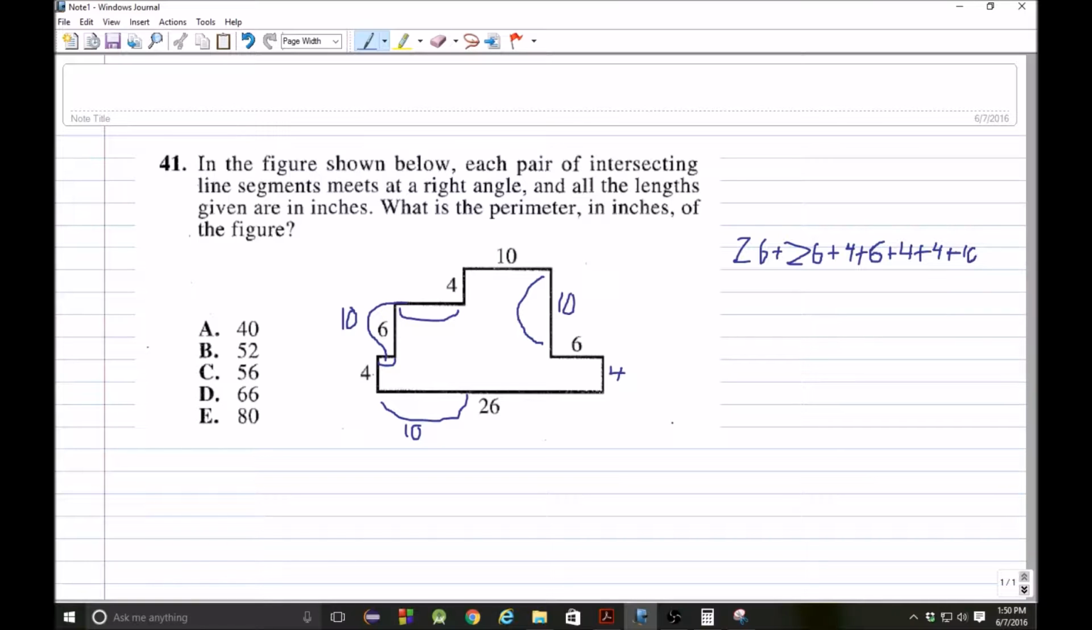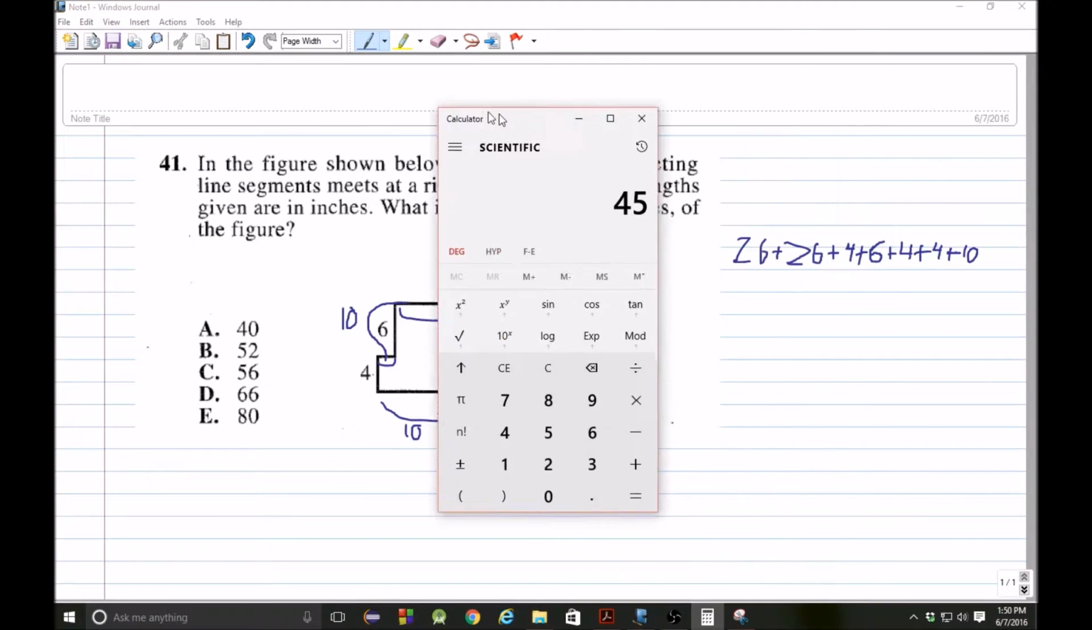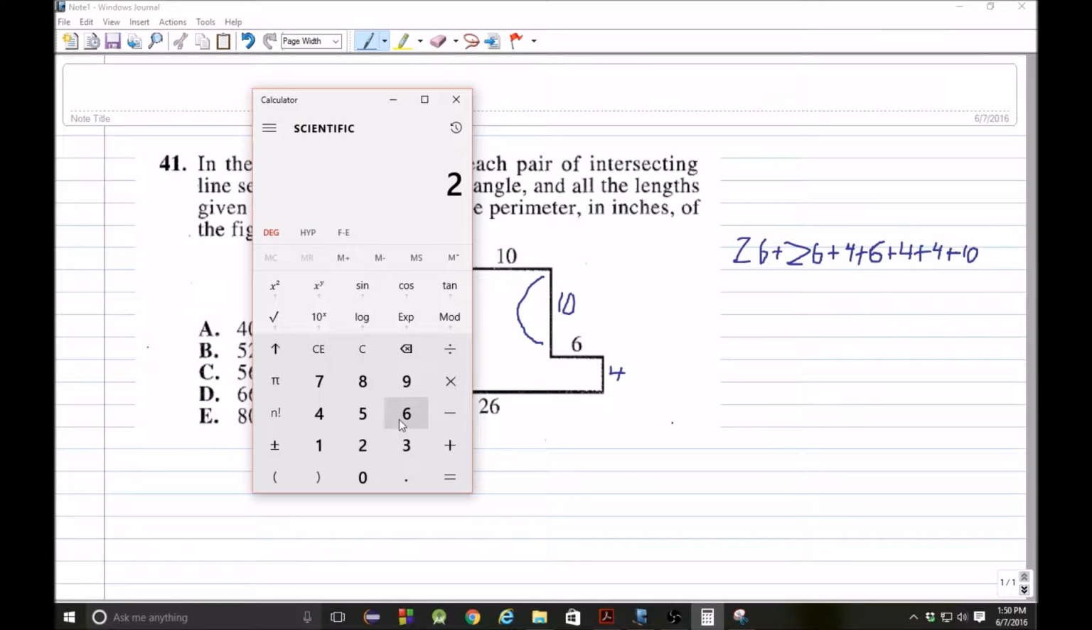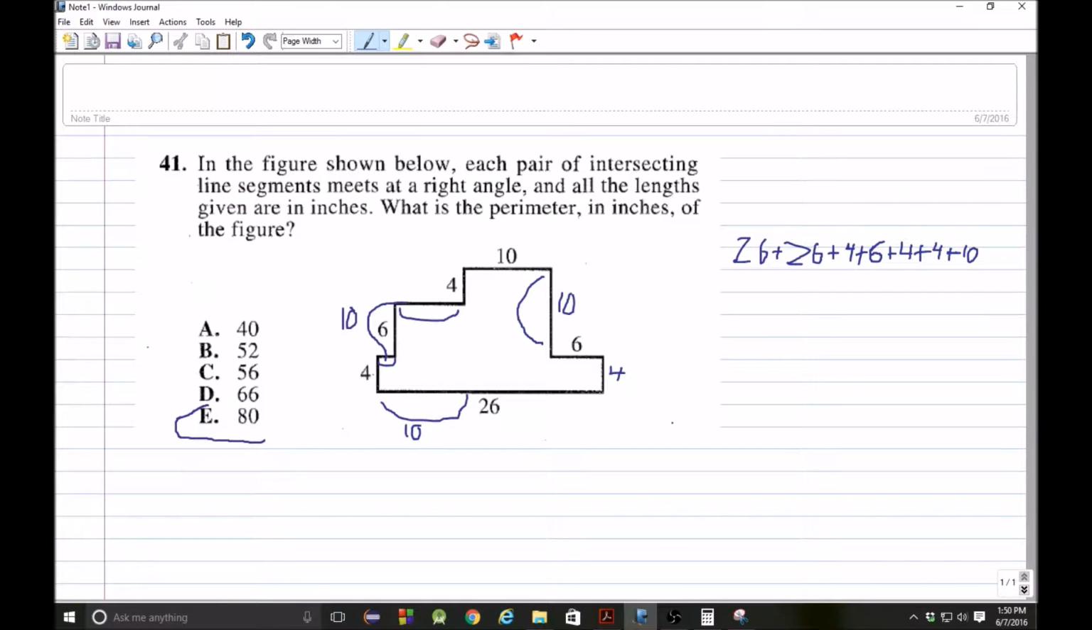And when we add all this together, let's just use a calculator to make it a lot simpler. 26 plus 26 plus 4 plus 6 plus 4 plus 4 plus 10. We get 80. The answer is E, 80.